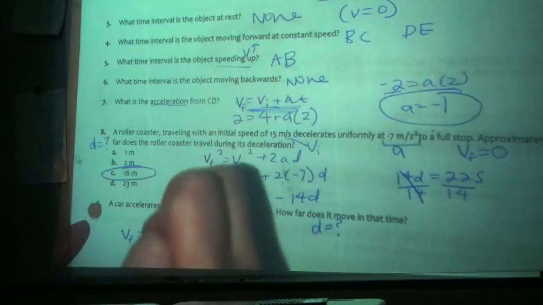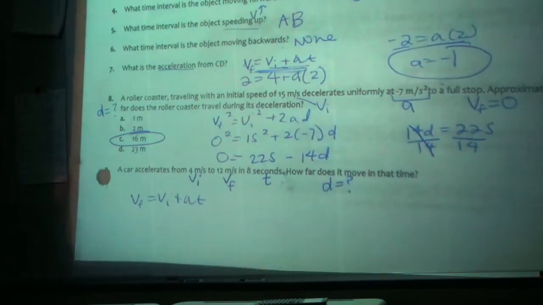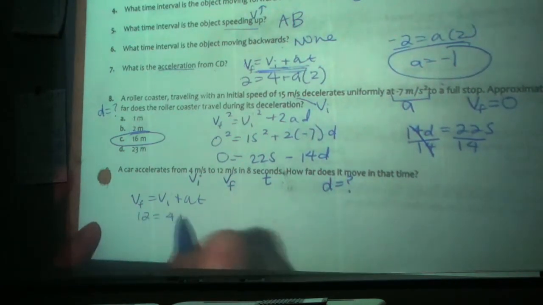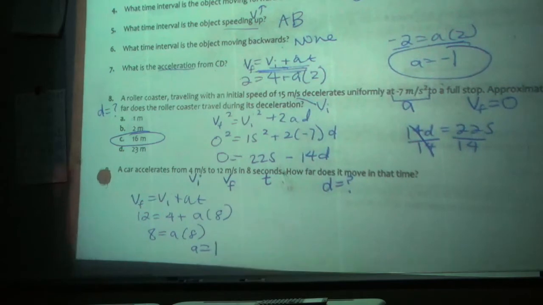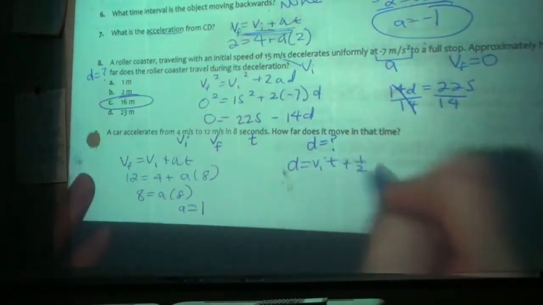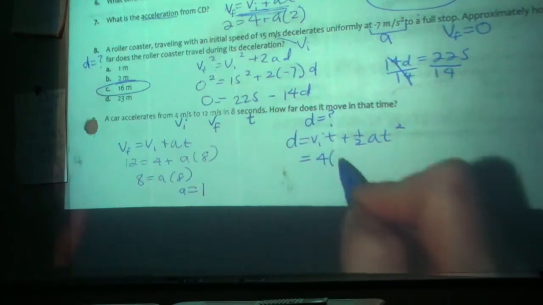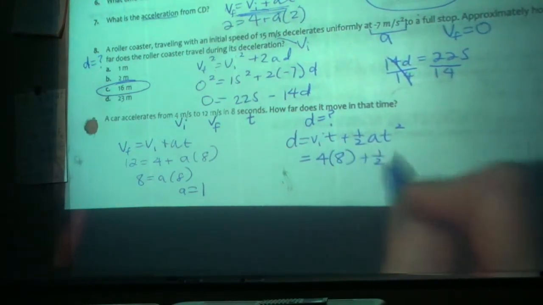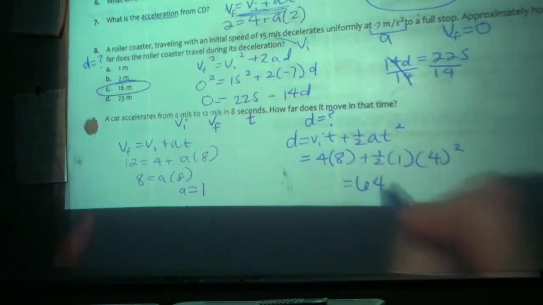At first, we're going to use the VF equals VI plus AT, which doesn't help me find distance, but it does help me find A, which I need. So 12 equals 4 plus A times 8. Subtract the 4 over, I get 8 equals A times 8, and then my acceleration is 1. How far did it move? So you can use either one of the equations that have distance in it. I use the D equals one because it's already solved for distance. That means I don't have to do any rearranging. VI is 4 times time is 8 plus 1/2 acceleration times 8 squared. Put it in your calculator and you should be getting 64 meters.